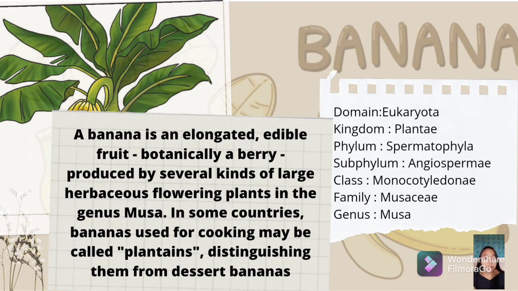Bananas are vigorously growing monocotyledonous herbaceous plants, and they are also recognized by their large, fleshy, upright stalk topped with smooth, arching leaves.